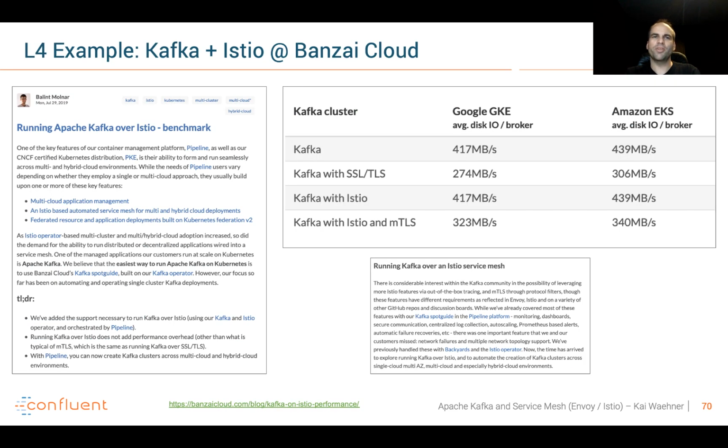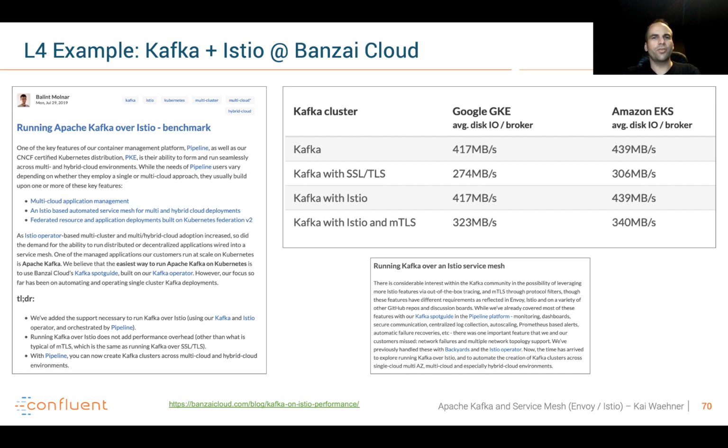The first one is on level 4, right? Let's keep it simple first. So here's an example of how Kafka and Istio are used together at Banzai Cloud. And that's a pretty impressive example. You can also Google for that or take a look at the link below in the blog post.